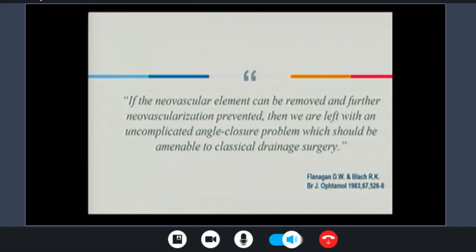And then the vessels disappeared totally, and they treated the glaucoma as an ordinary glaucoma. So they came up with the conception, which is very important: if the neovascular element can be removed and further neovascularization prevented, then we are left with an uncomplicated angle closure problem, which should be amenable to classical trench surgery. They mean trabeculectomy, tube surgery, whatever.